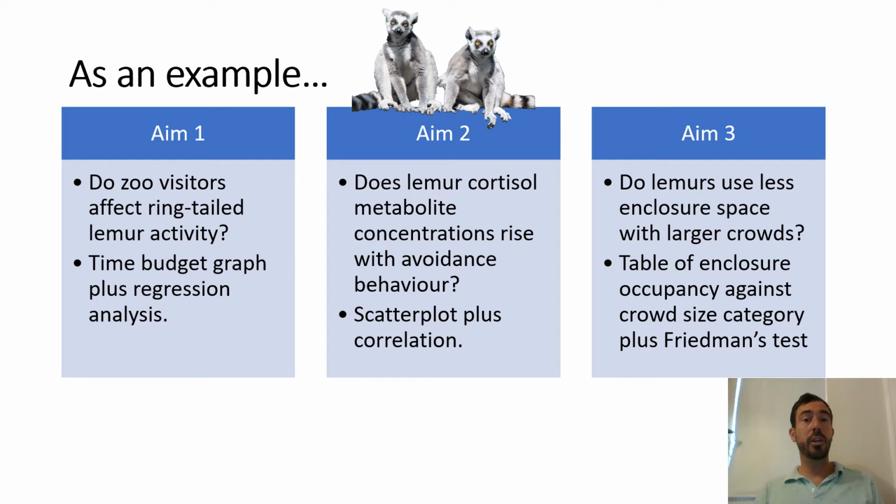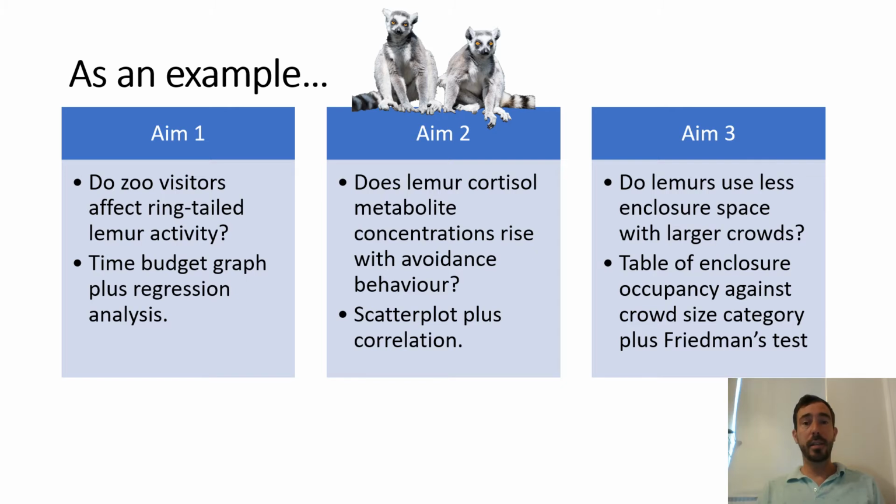The first section of the results could present the time budget, simply the amount of time lemurs spend on behaviour, of various categories of visitor level, low, medium and high, and then a regression analysis could be performed to predict increases or decreases in behaviour with different types of visitor number. The second aim of the research was to see whether or not behaviour correlated with any physiological changes.